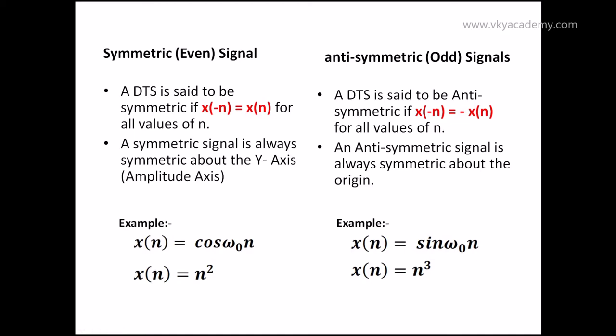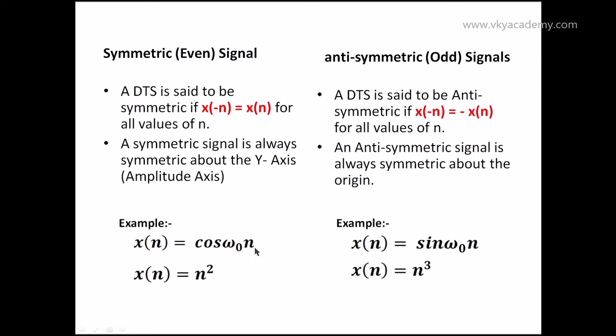Now, if neither of these conditions is satisfied, then that particular signal is neither even nor odd. Now, point number 2, a symmetric signal is always symmetric about the y-axis, or you can say the amplitude axis. So it is a mirror image about the y-axis. An antisymmetric signal is always symmetric about the origin, which is called origin symmetry. We will see what exactly amplitude symmetry or y-axis symmetry is, and also what origin symmetry is.